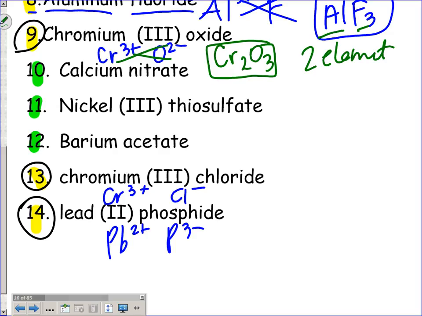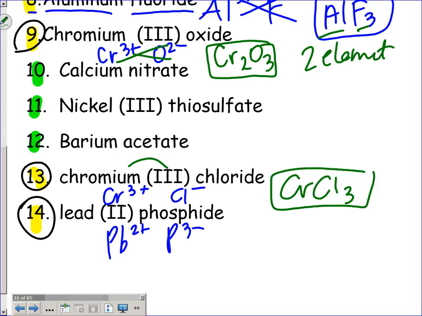We say that differently than our other ones because they have a transition metal with a variable charge. Chromium 3 again, chlorine has a -1 charge. Crisscross, what do you get? CrCl3, good. So if you see chromium, you see it's a transition metal. When you say that name out loud, you have to say the transition metal's charge. Chromium 3 oxide. Chloride.